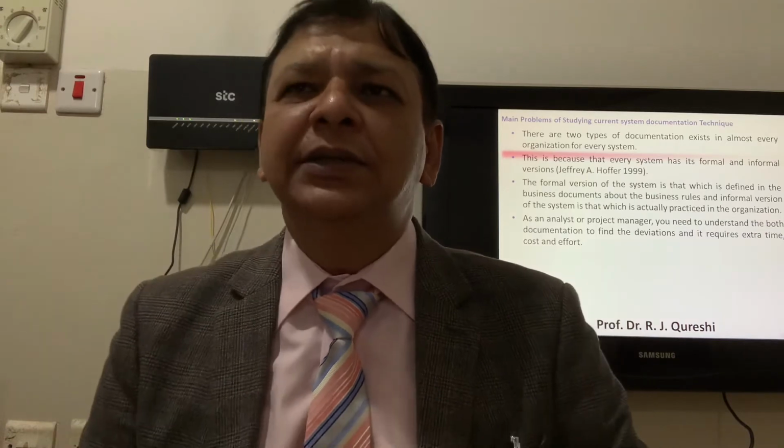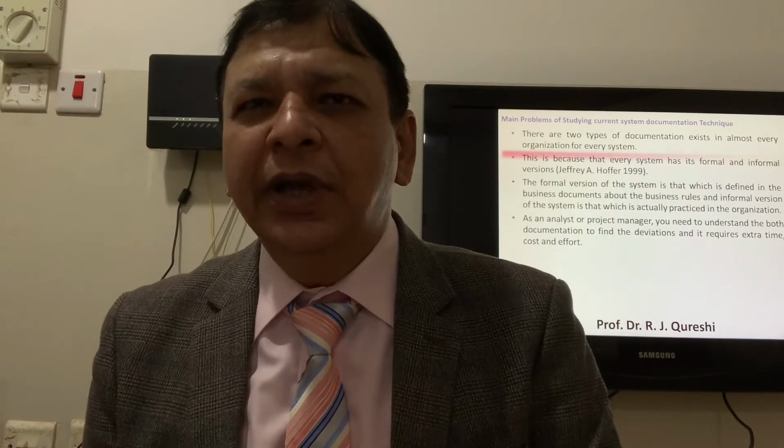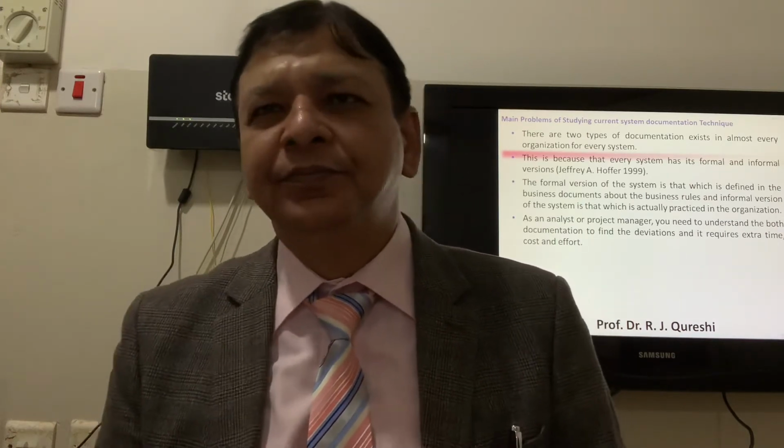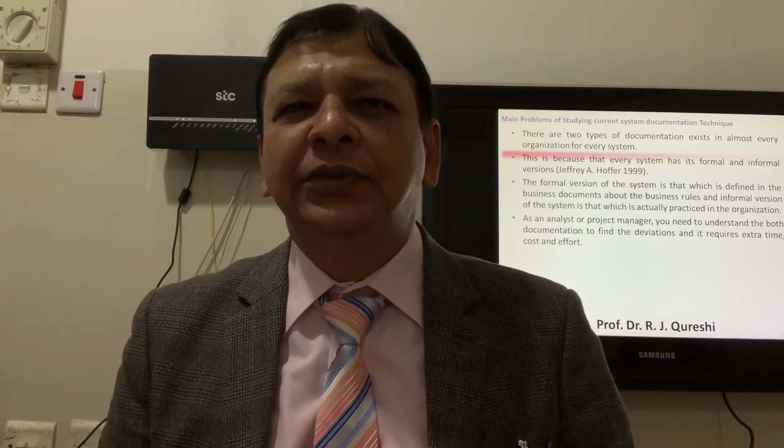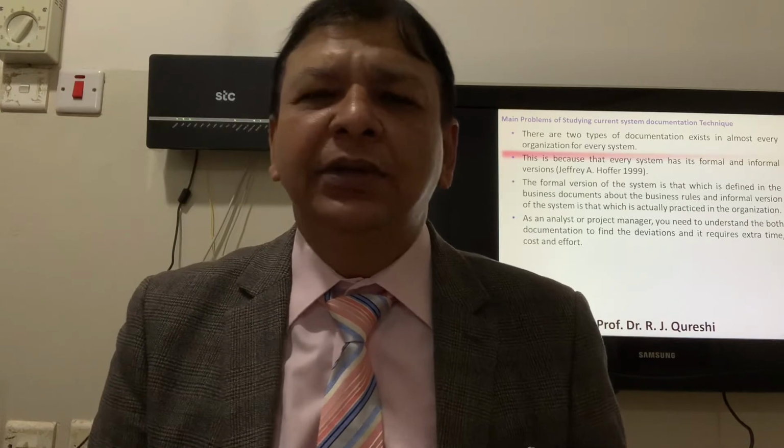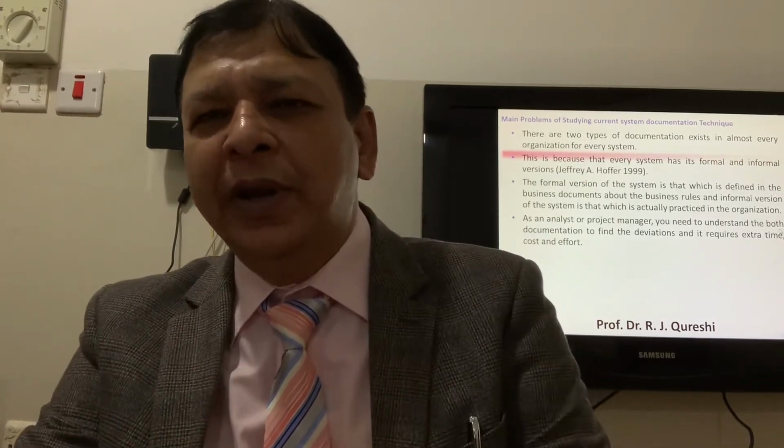Main problems of study system documents: there are two types of documentation that normally exist. We have the formal system and we have the informal system, according to Jeffrey Hoffer. So you have to understand the formal version of the system and you have to find out the informal version, the deviation from the actual system. So you need to understand both systems to extract some information, and that needs extra time, extra cost, extra effort. So these are the 5 requirement gathering techniques with their benefits, with their problems.